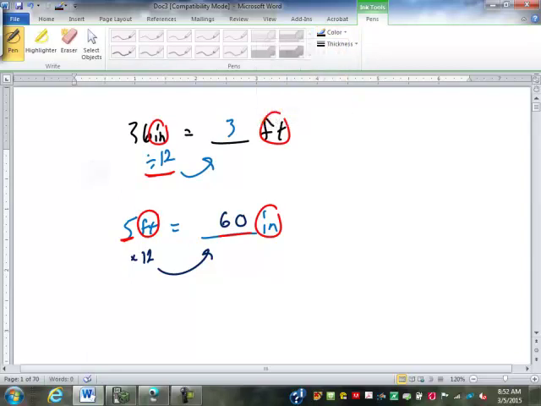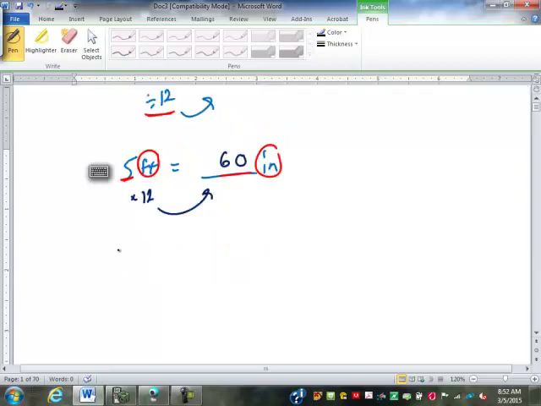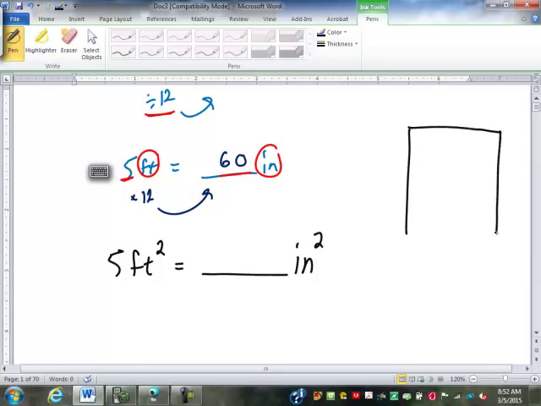The next example, however, is going to look similar, but it's not. What's different there? It's square feet to square inches. Well, what's different about that? It's more than just a little tube. A square foot is defined to be 1 foot by 1 foot. It's a square that's a foot on each side.